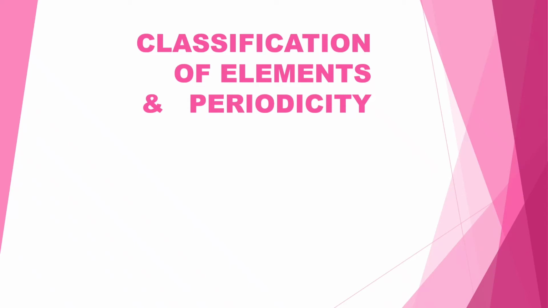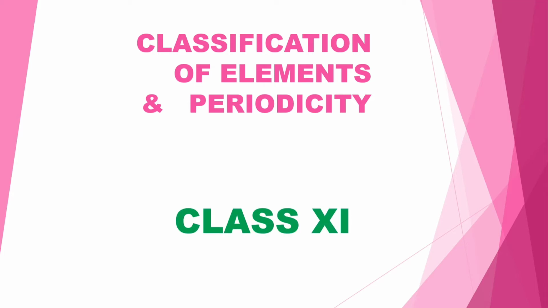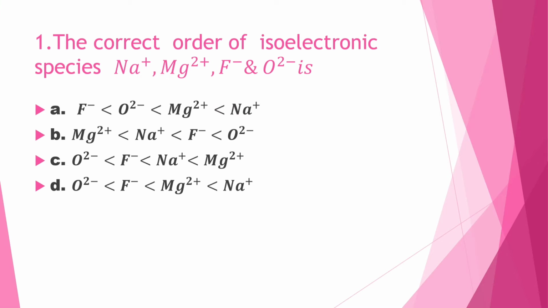Hello students, in this video we will discuss multiple choice questions on classification of elements and periodicity for class 11. So let us begin. First question: the correct order of isoelectronic species Na+, Mg2+, F- and O2-.